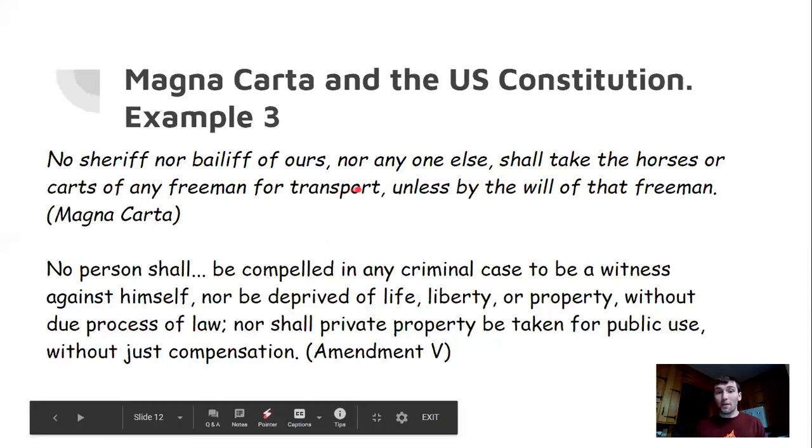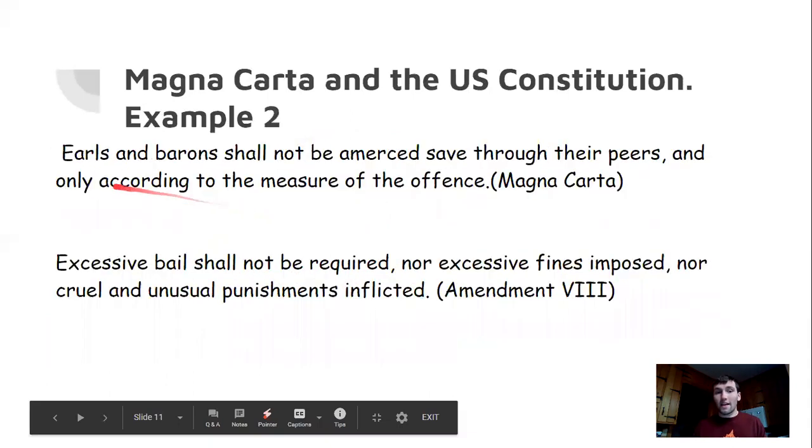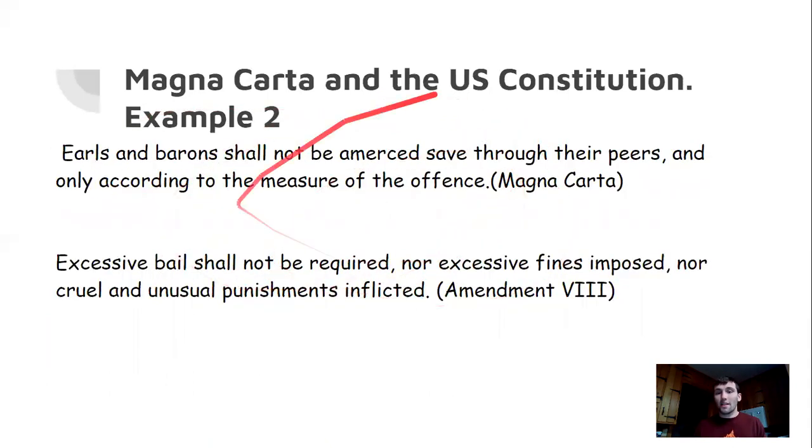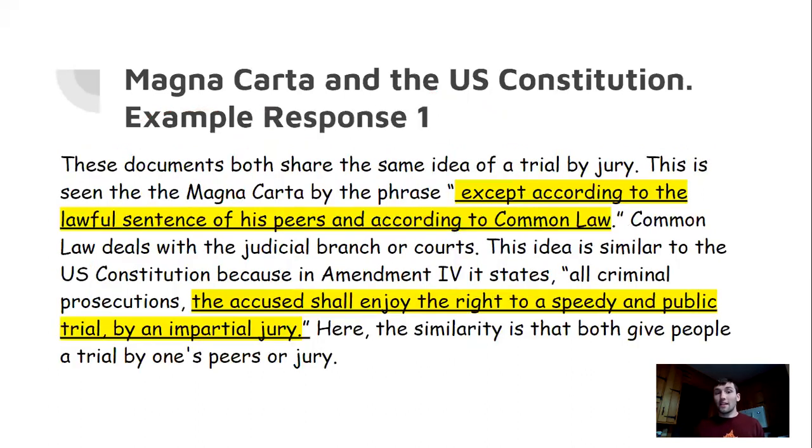So in example 3, there is a similar idea between these two quotes, these two pieces from primary sources. Your goal is to find those and to write about what the similarity is between the two. And the example here is from the first one that we did together in class.